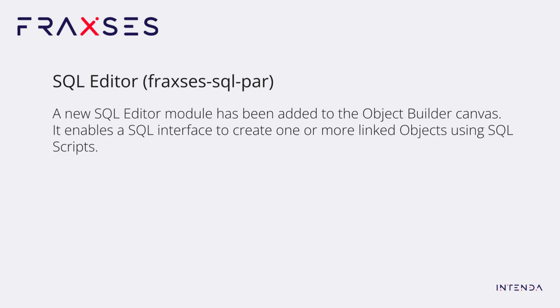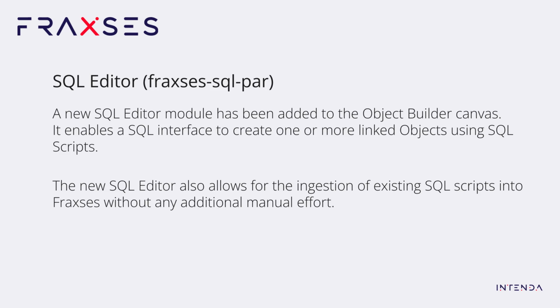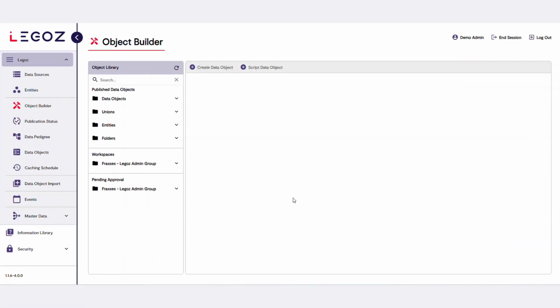A new SQL editor module has been added to the Object Builder canvas. It enables a SQL interface to create one or more linked objects using SQL scripts. This empowers technical users to continue to write transformation layers using SQL, and still leverage the power of Fraxses for federation, lineage, and governance. In addition, it allows for the ingestion of existing SQL scripts into Fraxses without any additional manual effort. The SQL editor is accessed by selecting the Script Data Object function in the Object Builder.